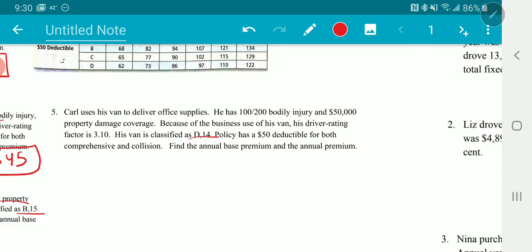And number 5. Looks like we've got D14 here. So D14, we're going to get $277 for my first deductible, $110 for my second deductible.